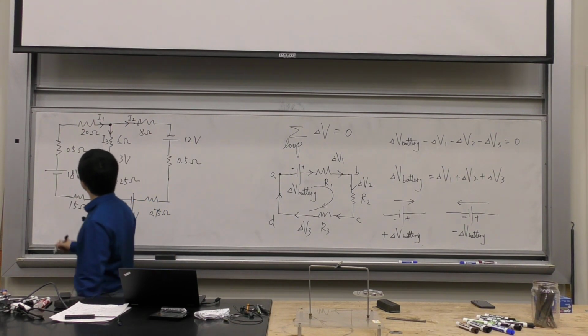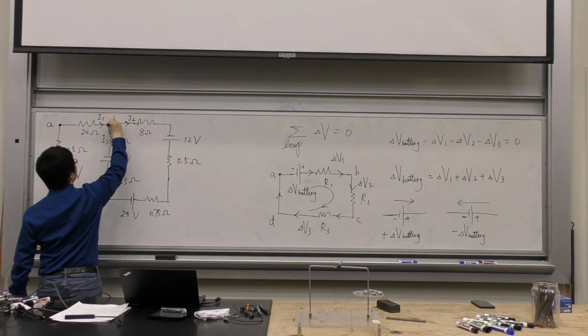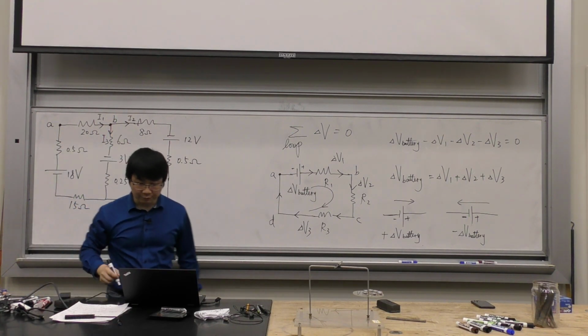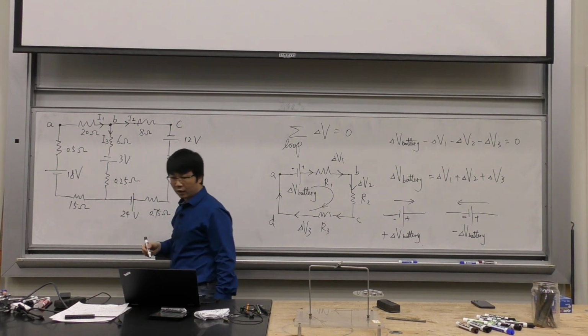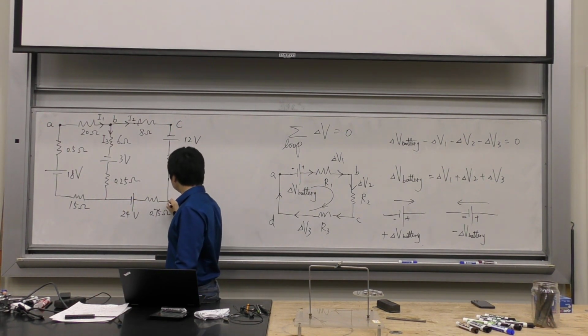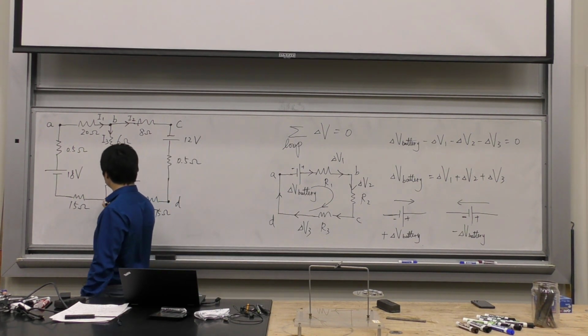The problem also labeled all these points for us. If the problem doesn't label these points, I will label all of them. Why? So that I know which junction I'm working at, which loop I'm working at.